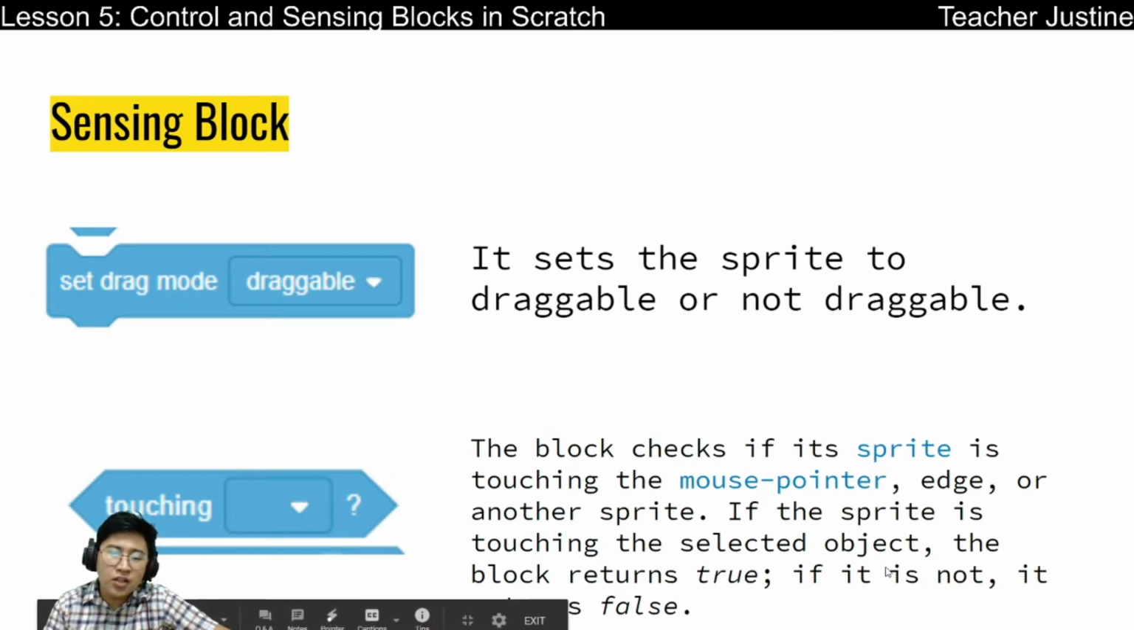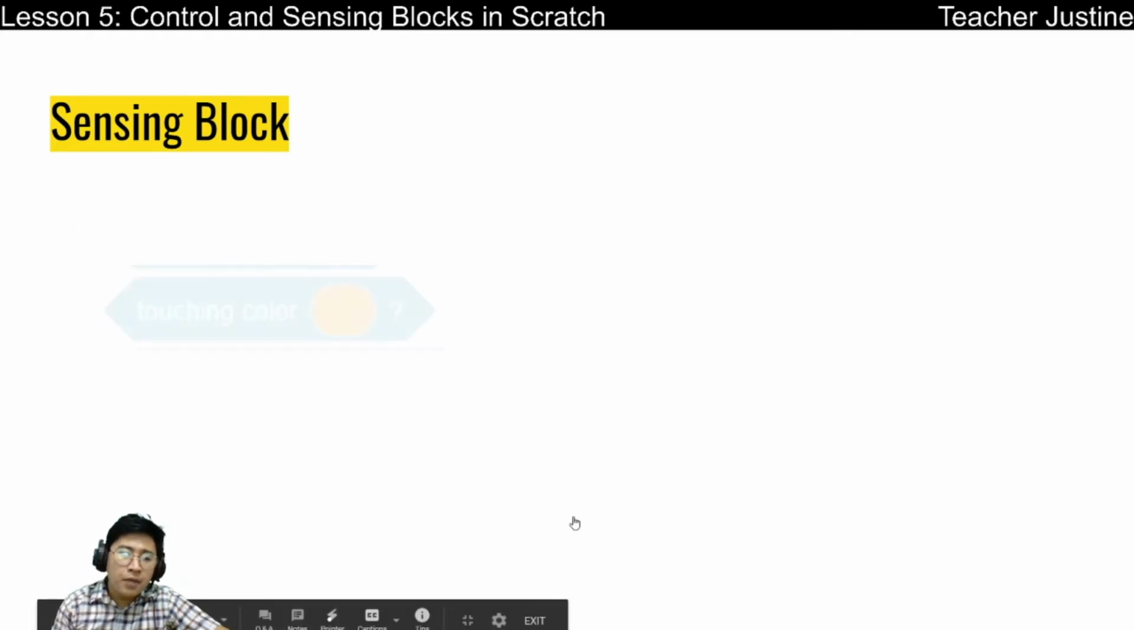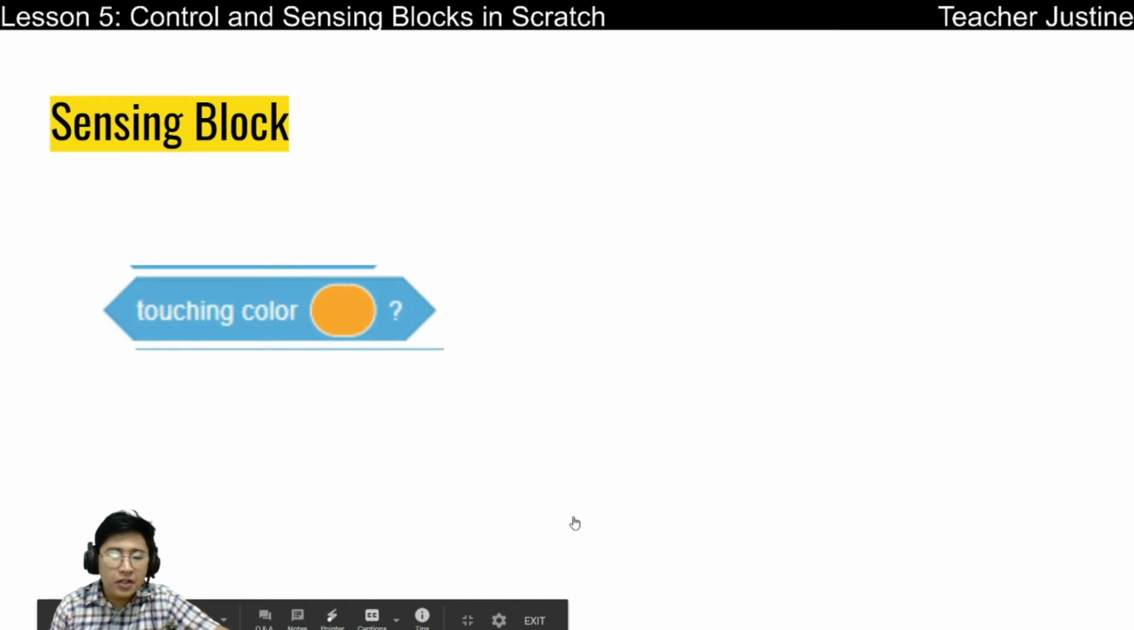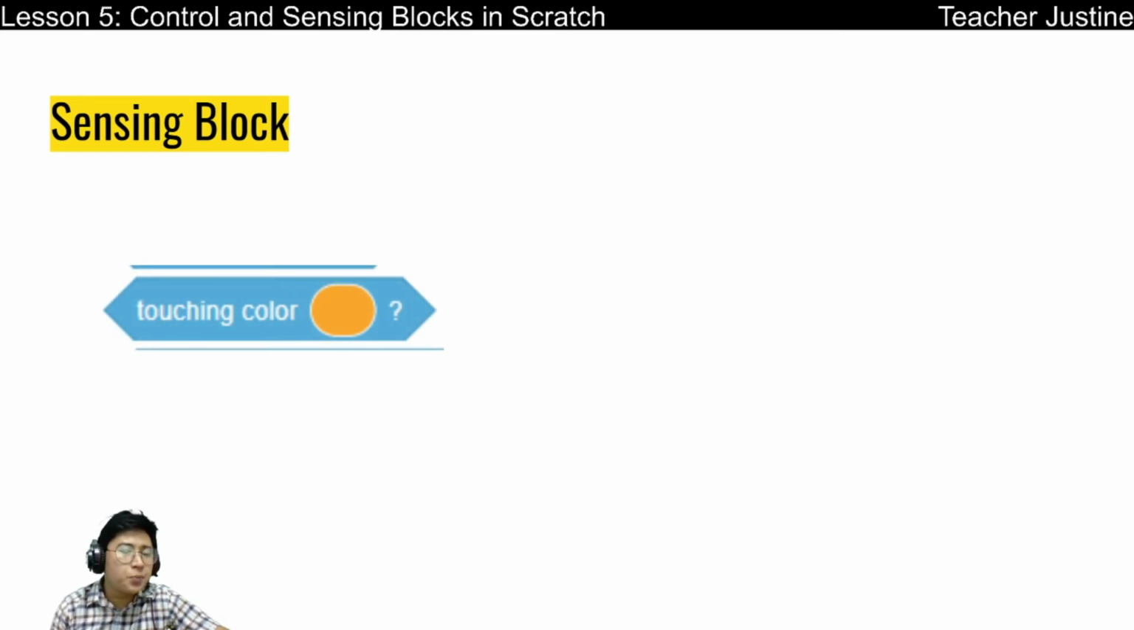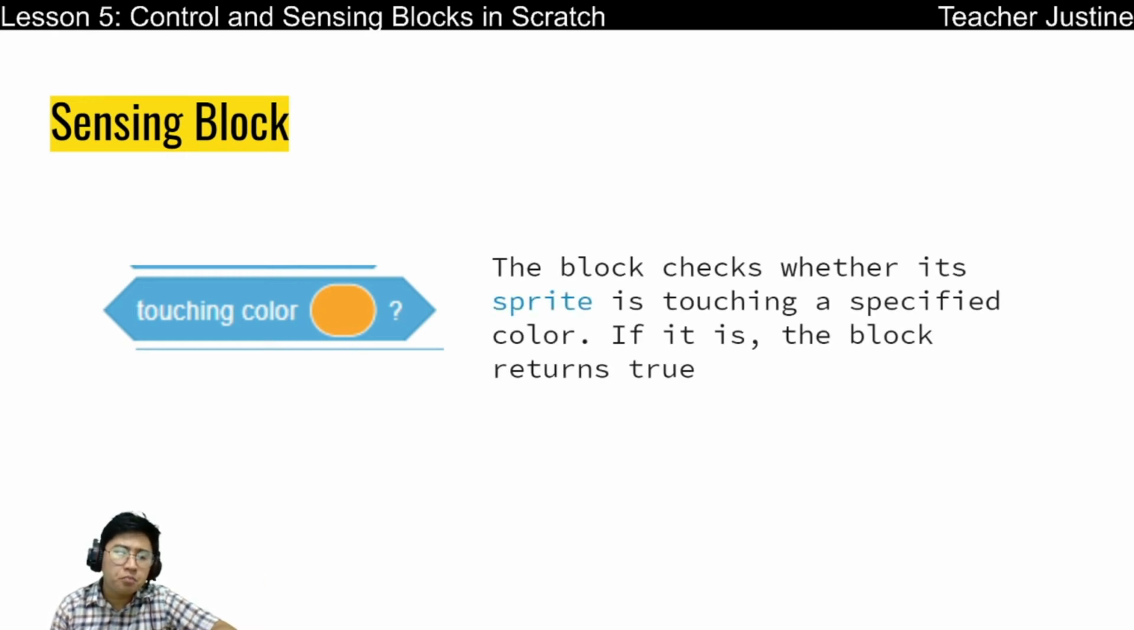choose the options, like if you want it to be touching the mouse pointer, or if you want to know if your sprite is touching the edge or touching any other sprite. But if you use this touching color, you will know if your sprite is touching any specific color that you want to know. Okay, so this block checks if its sprite is touching a specified color.